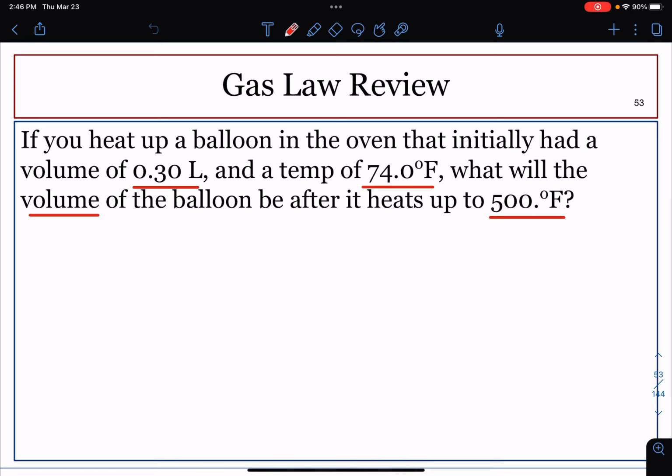The next thing we need to remember is that the temperature must always be in Kelvin for these problems. So first, let's convert each Fahrenheit temperature into Kelvin. Then we'll use Charles' law to solve the final volume. Pause to work this video out before seeing the final answer.